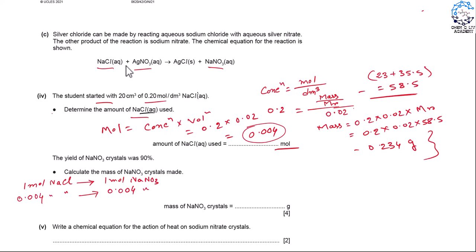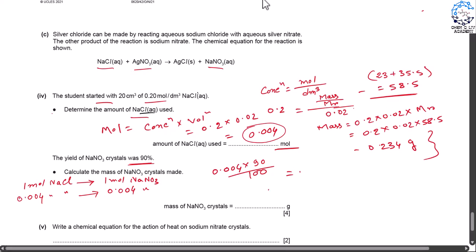Now the question says the yield is 90%. So if the yield is 90%, that means 0.004 times 90 divided by 100. This is the amount of moles of sodium nitrate formed. We can do this calculation, so it equals 0.0036 mole. Okay, so we got the mole.